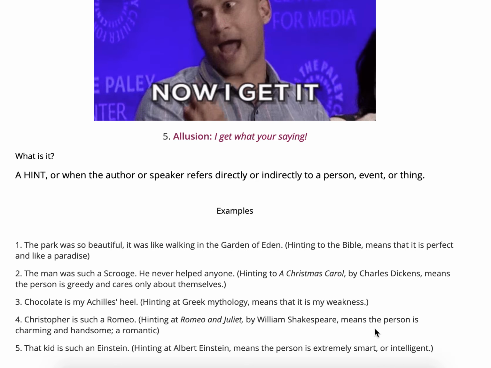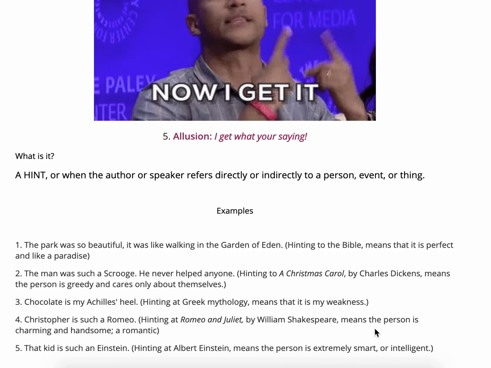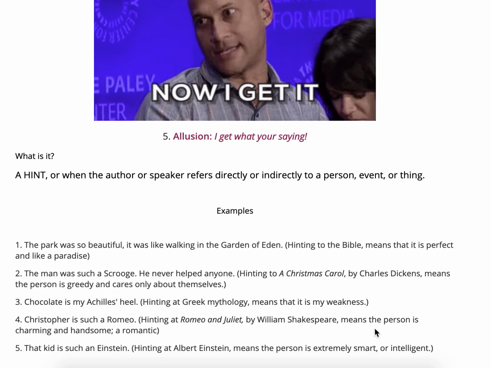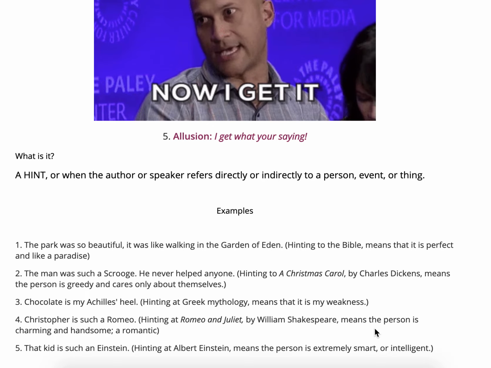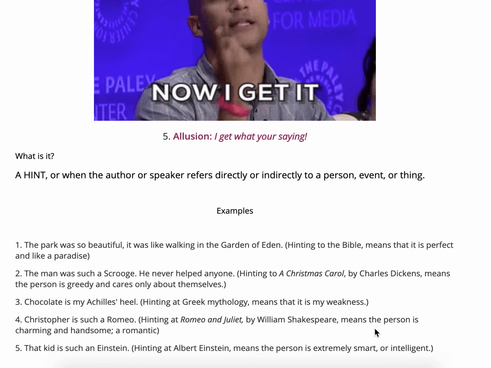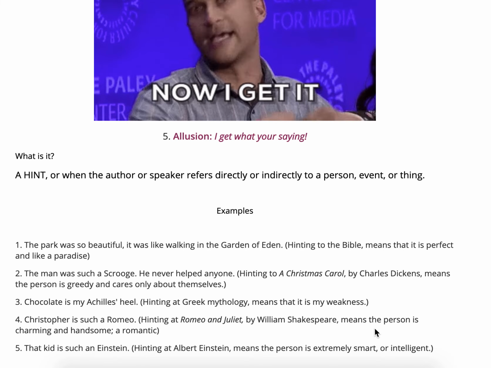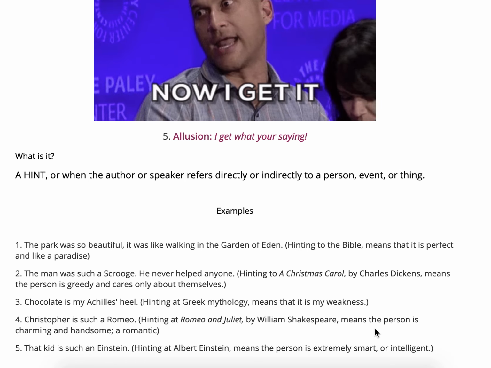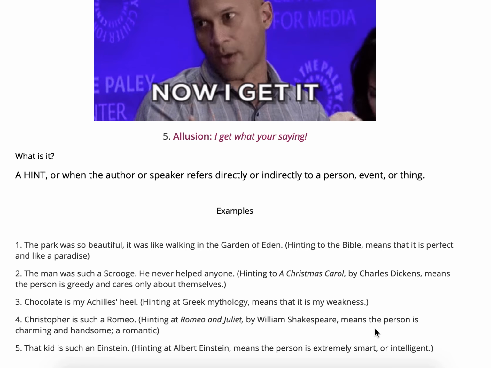And then finally, the kid is such an Einstein, right? So hinting at Albert Einstein, and that means the person is extremely smart or intelligent. So that's when we often will talk about the smartest person ever, because Albert Einstein was super smart, right? If you've ever taken a science class or you've heard E equals MC squared, that's from Albert Einstein, and that means next level smart. So not just a little smart, it's hinting that that person is super smart. So allusion is I get what you're saying. I get the hint you're trying to give me, right? Wink, wink. So I want you to think about that whenever you're annotating or reading a text, because people allude to things all the time.